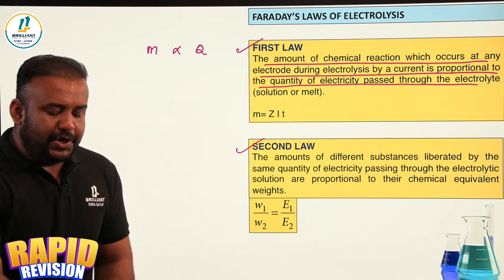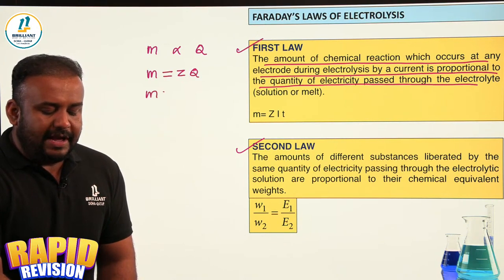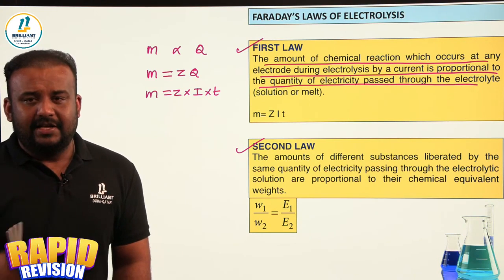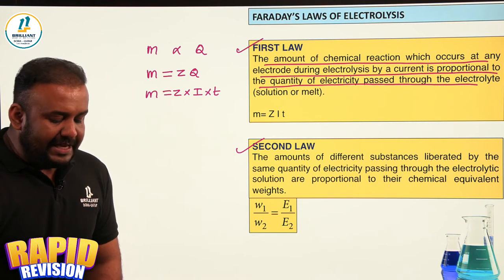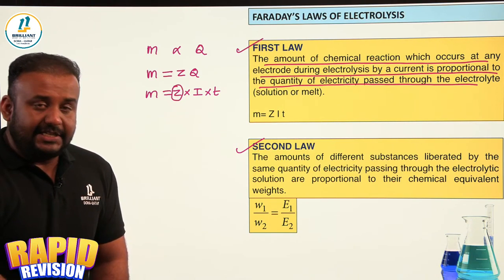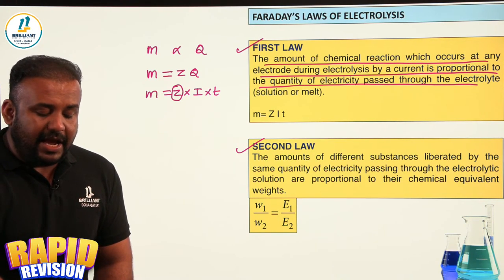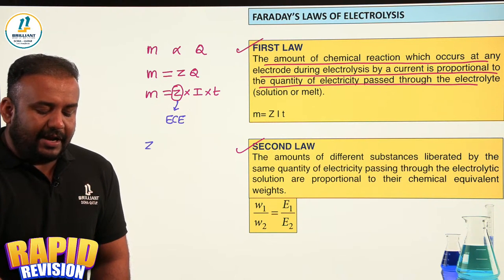M is proportional to Q, or you can also write M is equal to Z into Q, or you can write M is equal to Z into I into T, because Q is equal to IT. The amount of charge is equal to the current into the time taken for passing that charge. Now coming to what is Z. This is very important. Z is called electrochemical equivalent. How do you calculate Z?